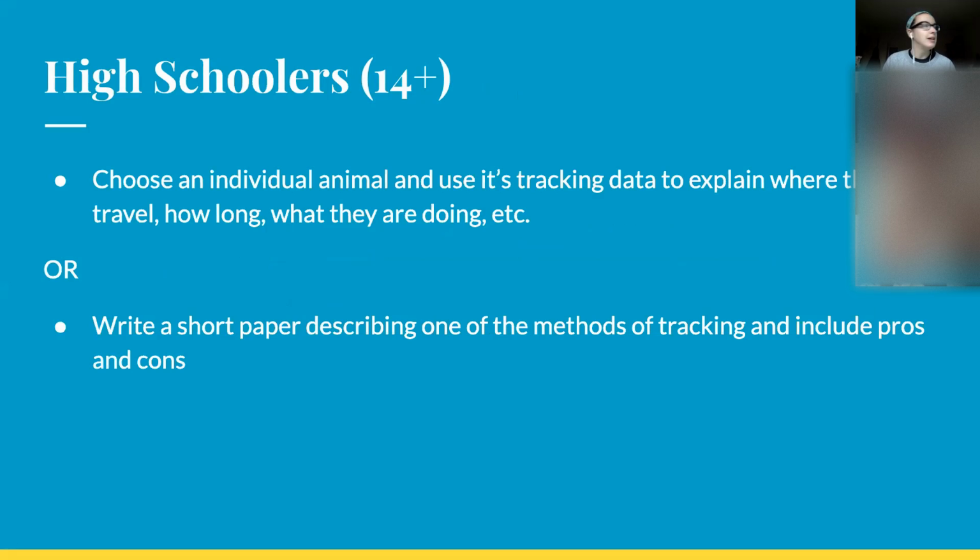Silly goose. High schoolers, if there are any, you can choose an individual animal and use its tracking data to explain more about it, or write a short paper describing one of the methods of tracking along with the pros and the cons, so the good and the bad of using that method.